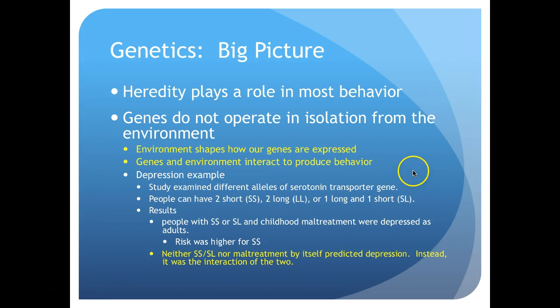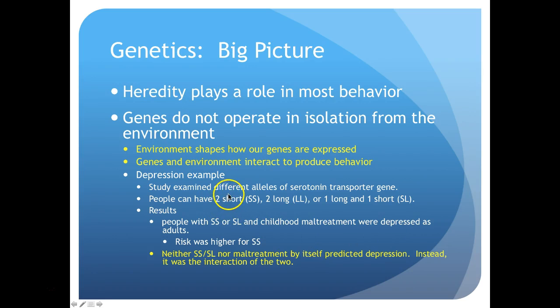Genes don't operate in isolation from the environment. This is a really important point, and people do not understand this, but environment shapes how our genes are expressed. So it turns out that certain things turn genes off or on, and then they get expressed. They interact to produce behavior. And a great example of this in the area of mental health is depression.